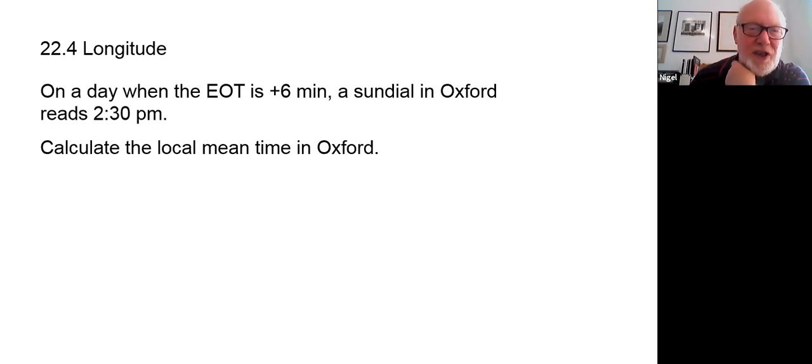Sorry, there is an equation of time of 6 minutes. And we're not interested in the longitude effect because we want the local mean time in Oxford, not Greenwich Mean Time. And the answer is 2:24. So the mean solar time, or the local mean time, is the apparent solar time, take away the equation of time. So take 6 minutes away from 2:30 to get 2:24 in the afternoon.